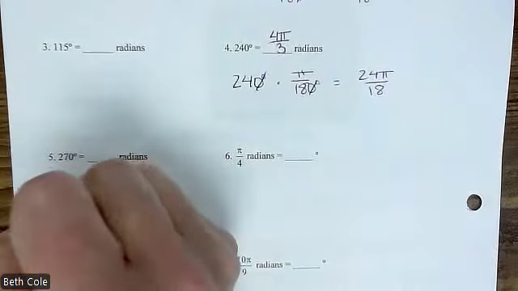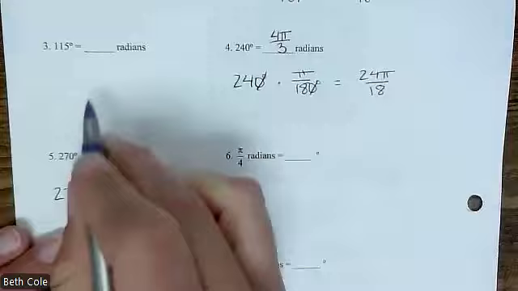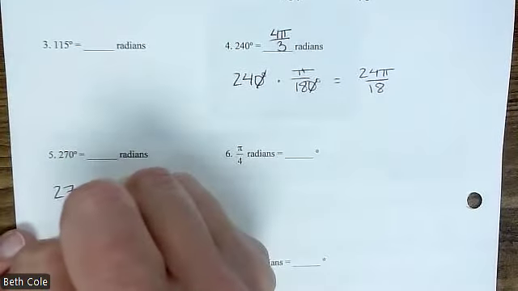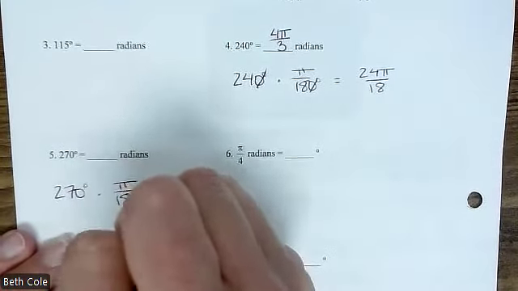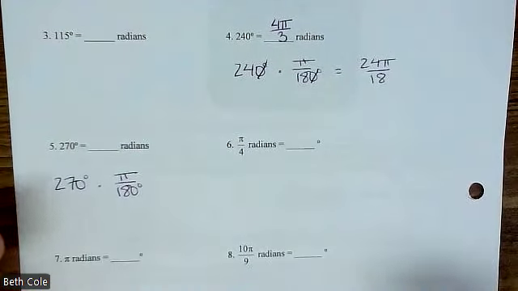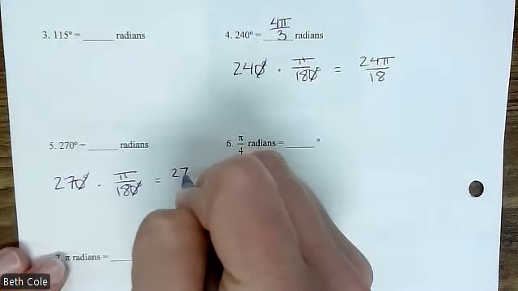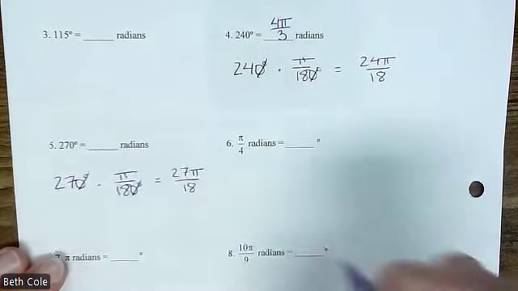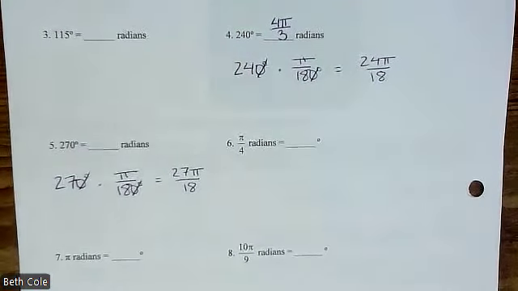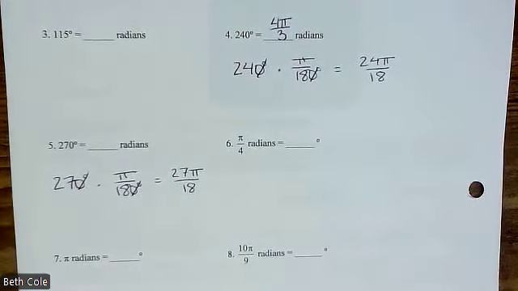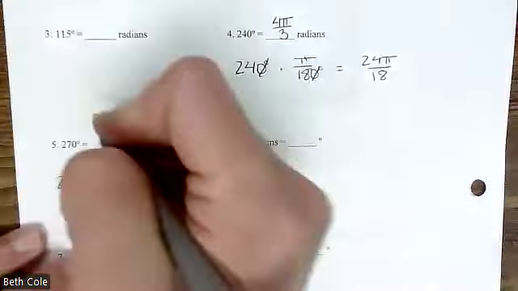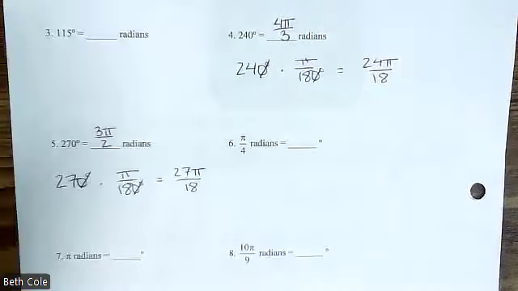All right, and then try the 270 there, and then we'll go back and grab that one that's going to be a little bit tougher. Multiply by pi over 180. The degrees cancel, the zeros cancel. You get 27 pi over 18. Those will both divide by what? Bigger than 3. 9. Good. So it will be 3 pi over 2. Good job.